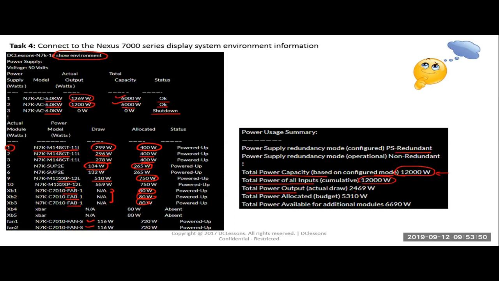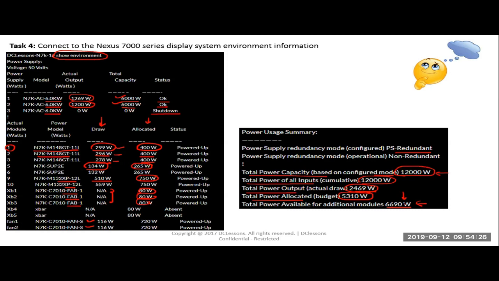Total power of all input, again 12,000 watts. Total power output actual draw means this one. If you sum all these, it will come to 2469. And this one is your total power allocated, so you can sum these allocations and get this one. And what is the total power left? From here you will see the left power. These 6,690 watt is in buffer. I mean, it is left power, it is not being used.